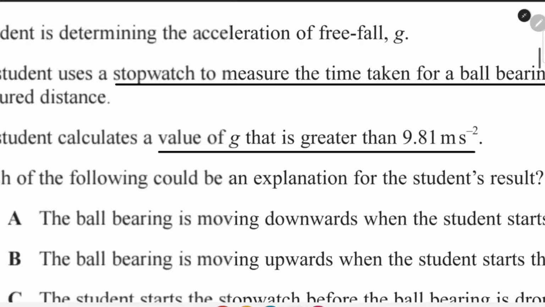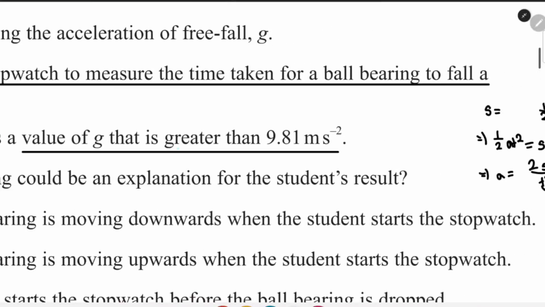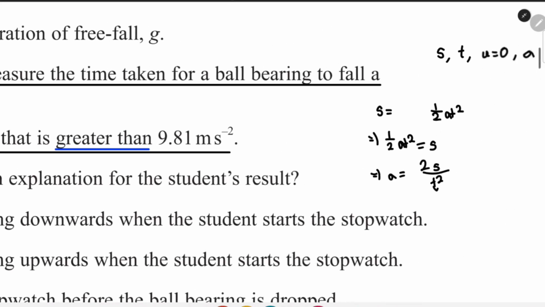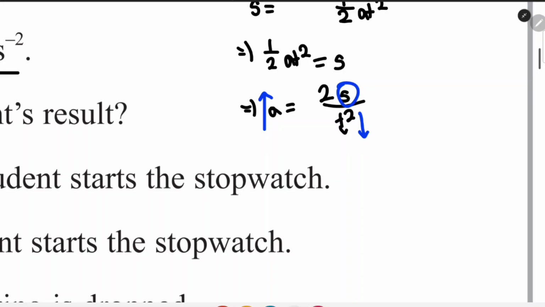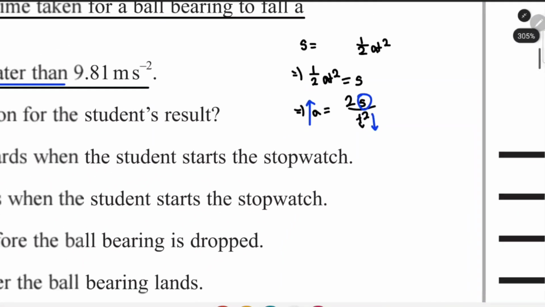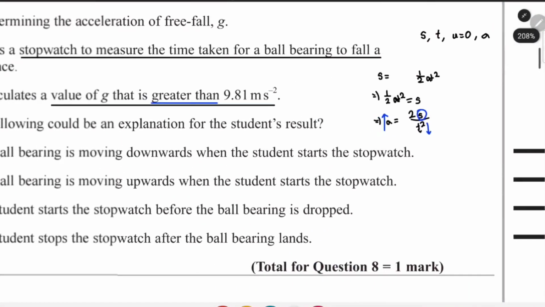Now we are told that the calculated value is greater than 9.81. For the acceleration to be greater, the time has to be smaller. We have already measured the distance. The distance is accurate, we can assume. The error is due to the timing.